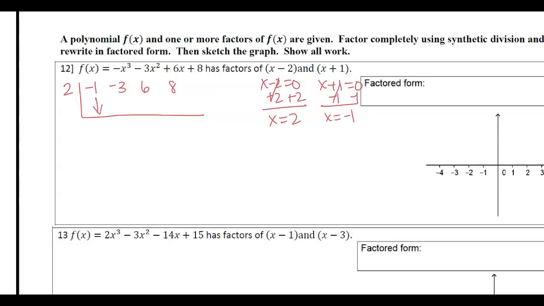Hopefully you remember. Bring down, multiply, add, multiply, add, multiply, and then add again, which will give you 0. Is 0 my remainder for this? Yes, that's my remainder. So what that means is 2 is going to be an x-intercept, so that's perfect. Now I just need to triple confirm that with -1.